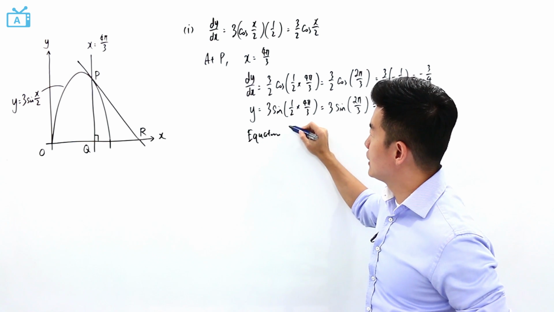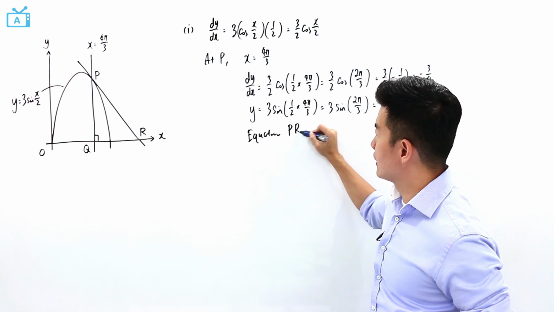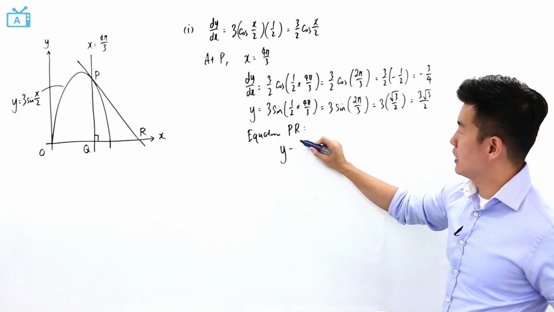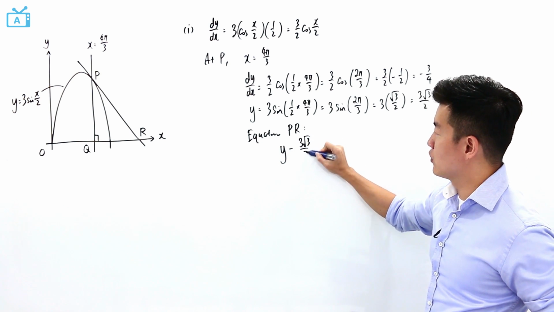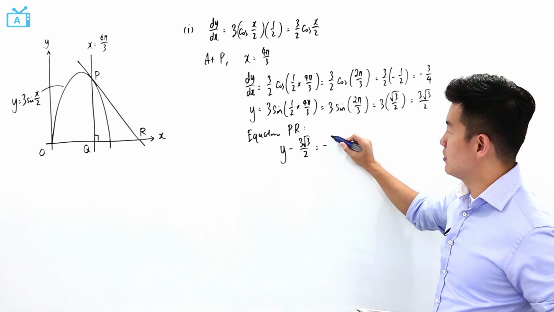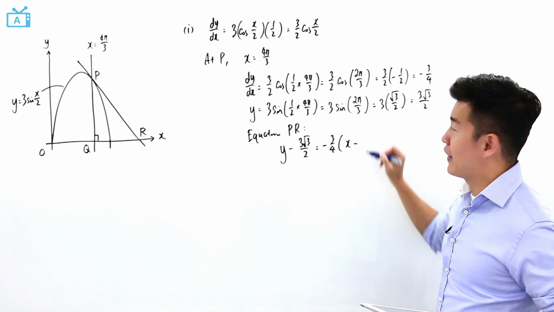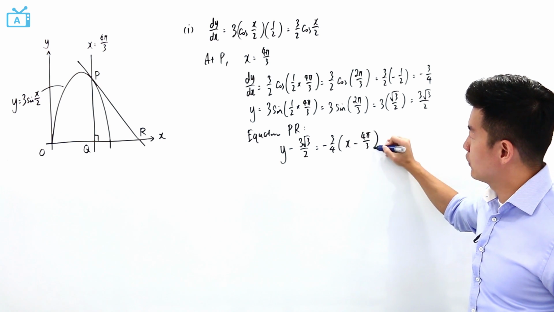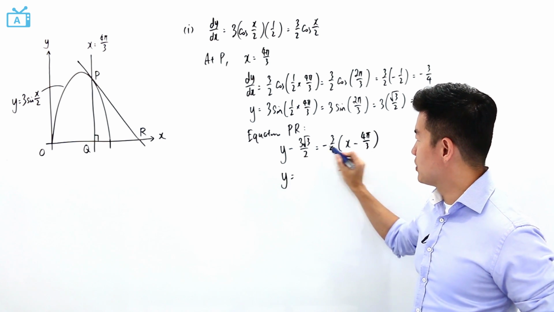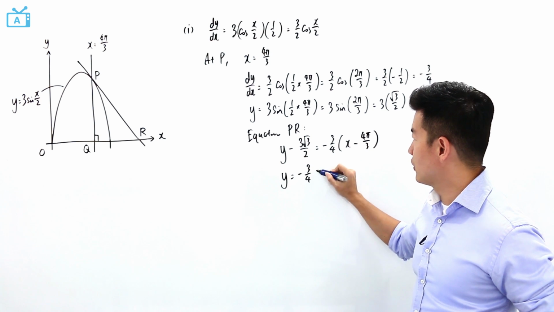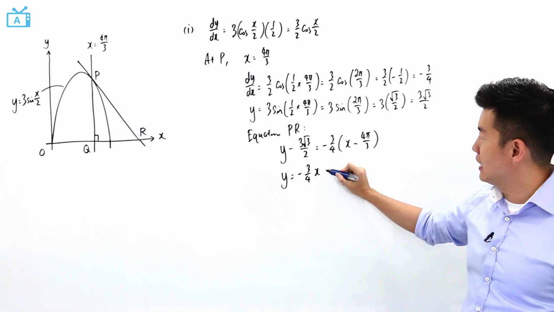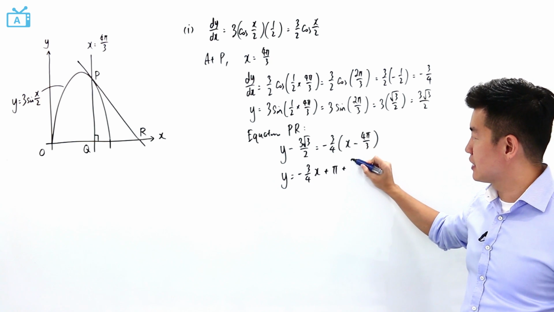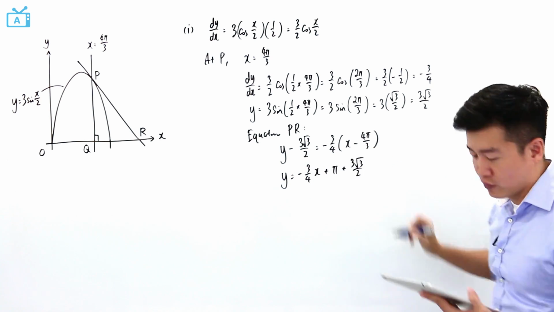the equation of tangent that passes through point P and R will be y minus the y-coordinate, which is 3 square root of 3 over 2, is equal to the gradient, minus 3 over 4, of x minus the x-coordinate of P, which is 4 pi over 3. That means y is going to be this multiplied in, minus 3 over 4x. Multiplying this in, I will have a plus pi, and if I shift this over to the other side, plus 3 square root of 3 over 2.